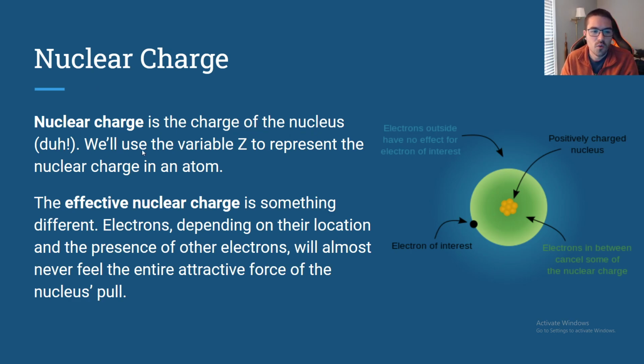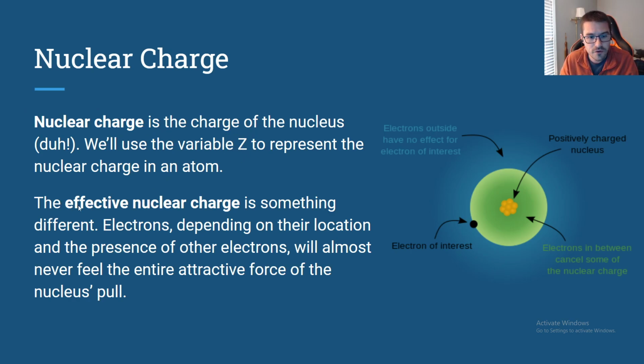Duh. We're going to use the variable Z to represent the nuclear charge in an atom. Z is equal to the number of protons. So for our purposes right now, if we're talking about this element right here, it looks like it has 7 protons, so we would say that Z is equal to 7, or positive 7, because these are positively charged protons, so a positively charged nucleus. So that's what the nuclear charge is, represented by the variable Z.